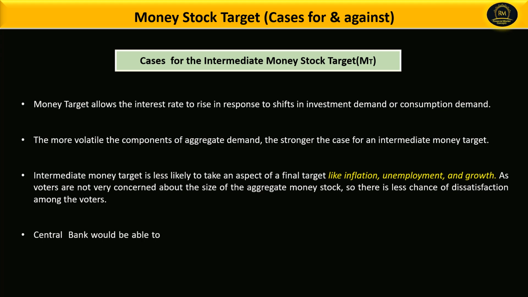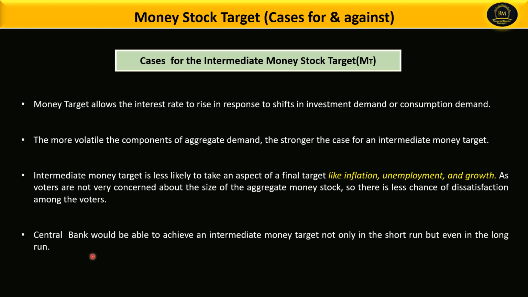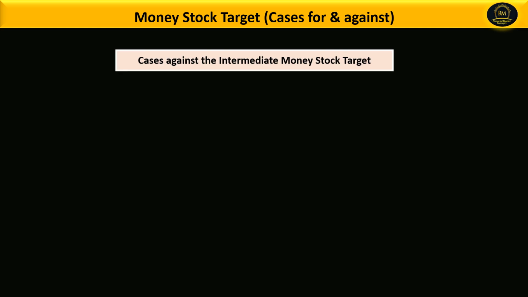And the next point in favor of the intermediate money target is that it is believed that the central bank would be able to achieve the intermediate money target not only in the short run but even in the long run as well. Let us see the cases against the intermediate money stock target.